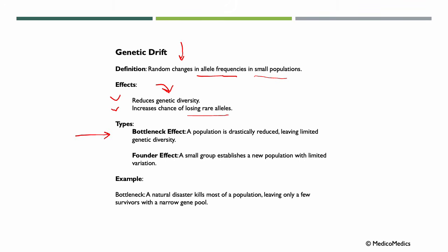The types are bottleneck effect, so a population is drastically reduced, leaving limited genetic diversity. Then we have founder effect, so a small group establishes a new population with limited variation. Example, bottleneck: a natural disaster kills most of a population, leaving only a few survivors with a narrow gene pool.